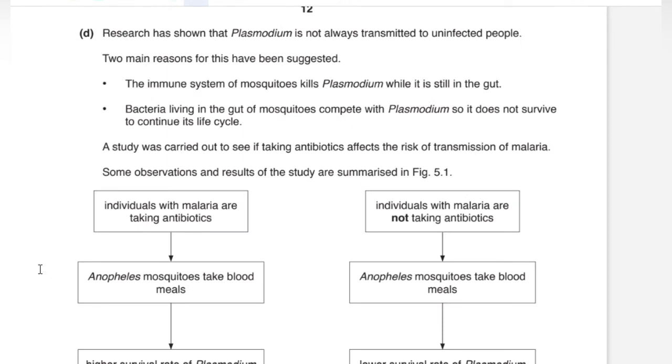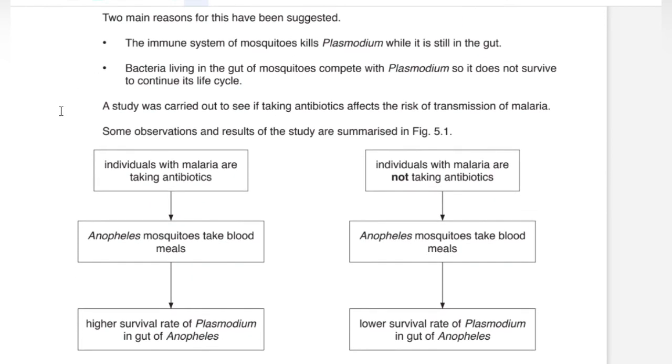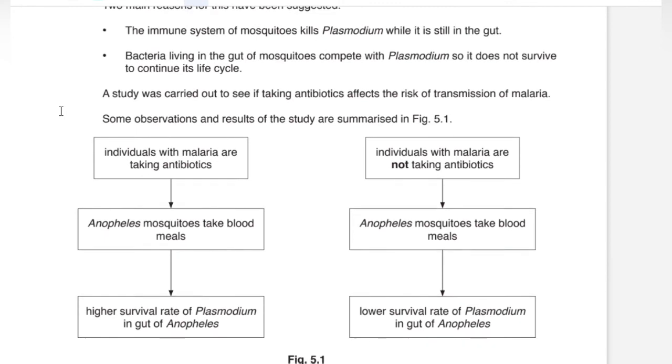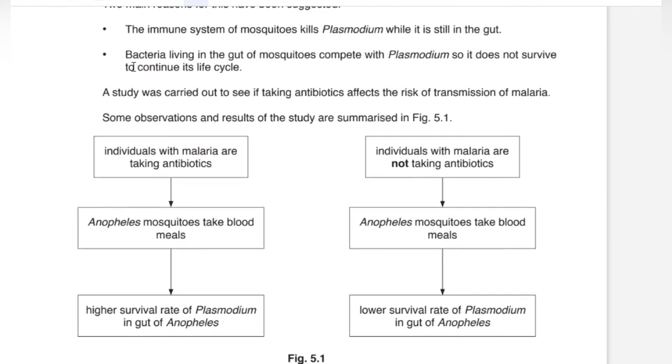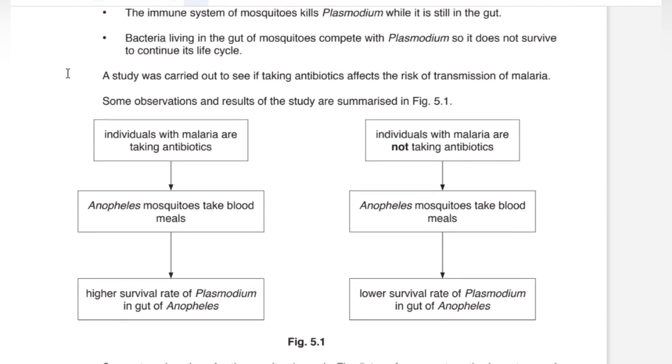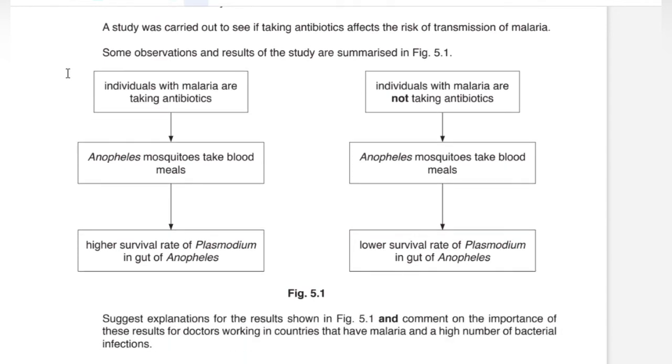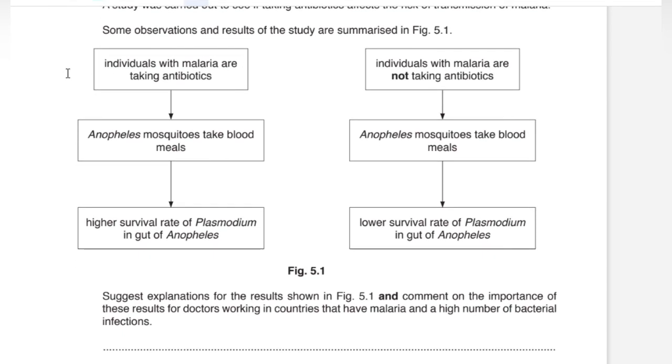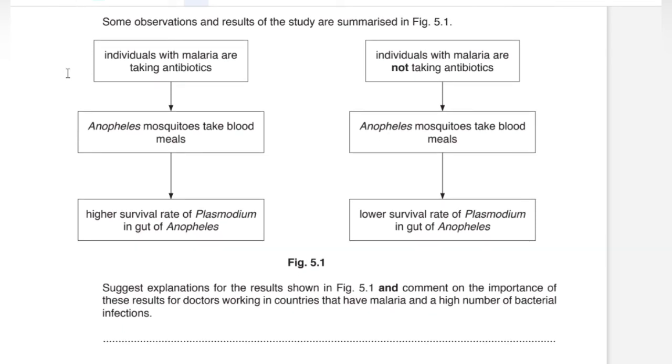Research has shown that Plasmodium is not always transmitted to uninfected people. Two main reasons for this have been suggested: the first says the immune system of the mosquito kills Plasmodium while it is still in the gut, and the second suggests that bacteria living in the gut of the mosquito compete with Plasmodium, so it does not survive to continue its life cycle. A study was carried out to see if taking antibiotics affects the risk of transmission of malaria. Some observations and results of the study are summarized in figure 5.1.